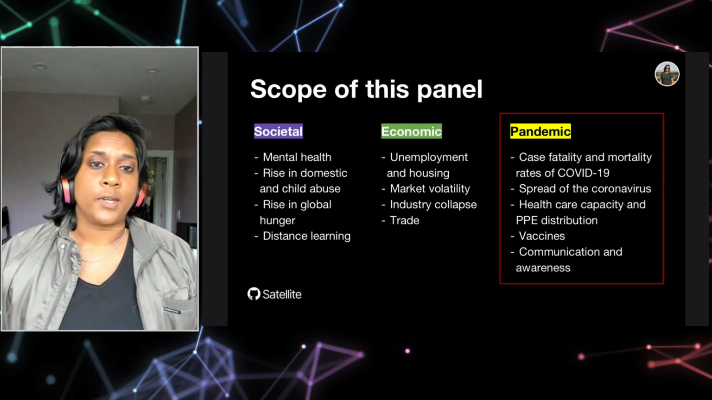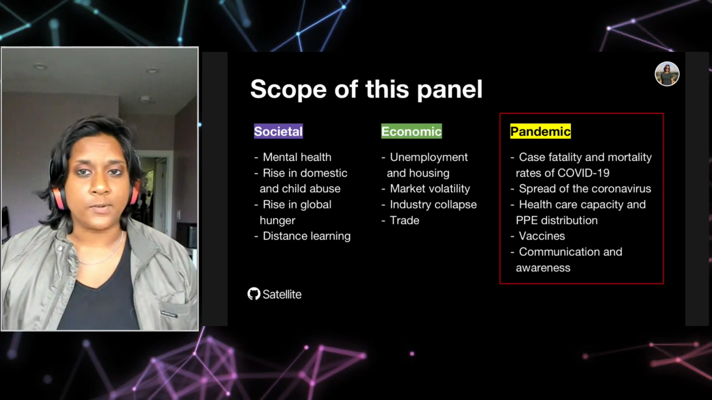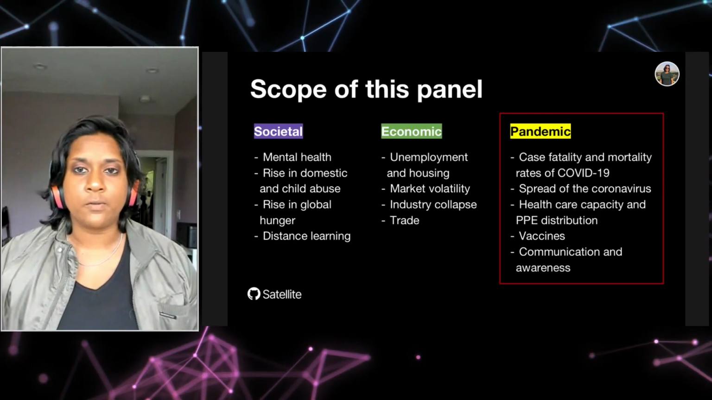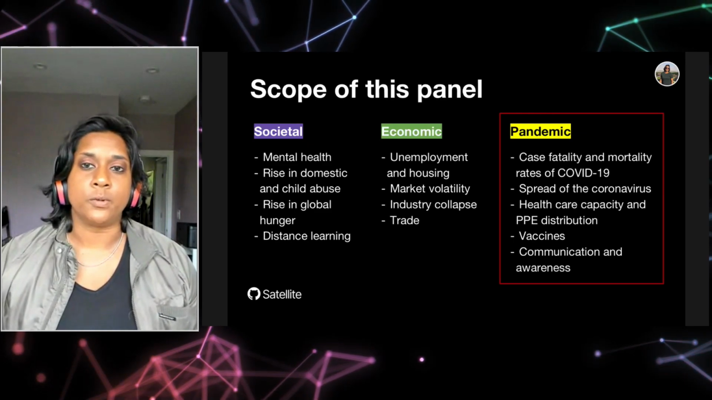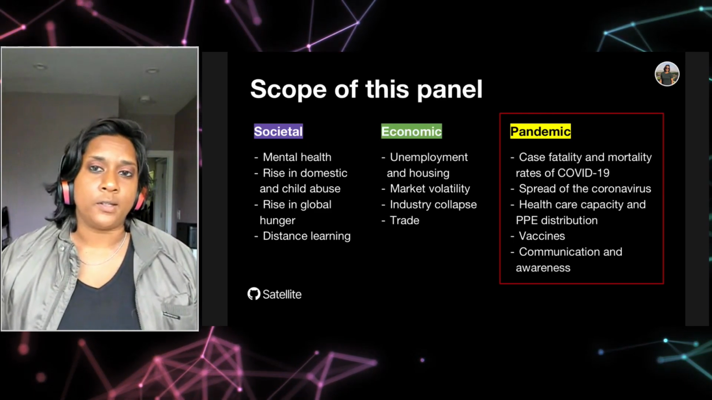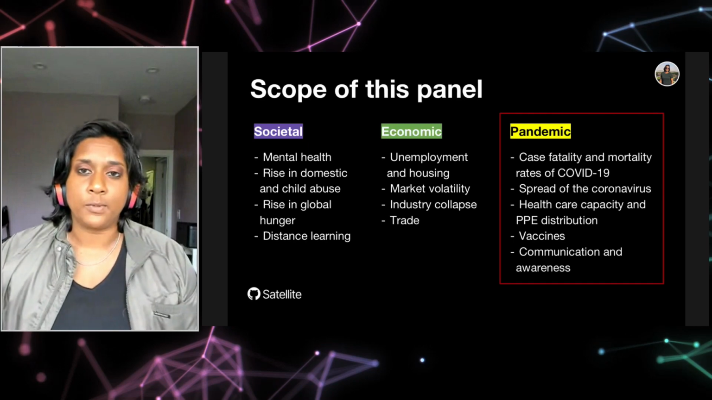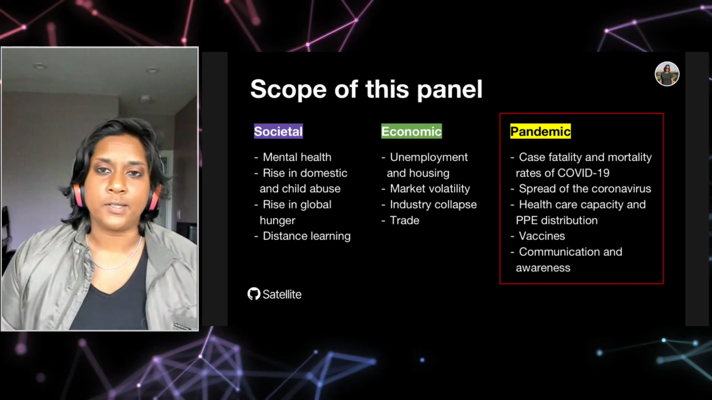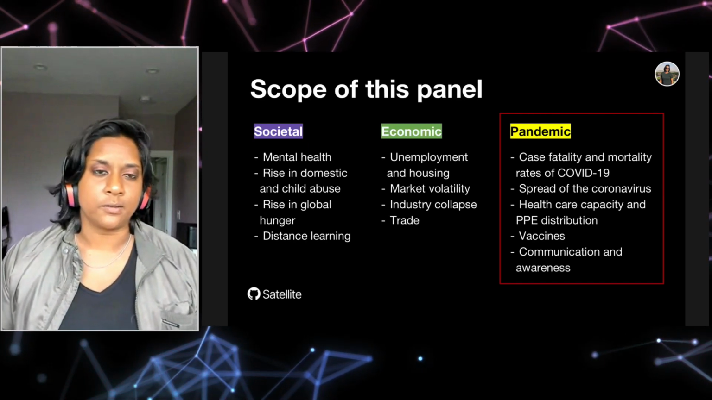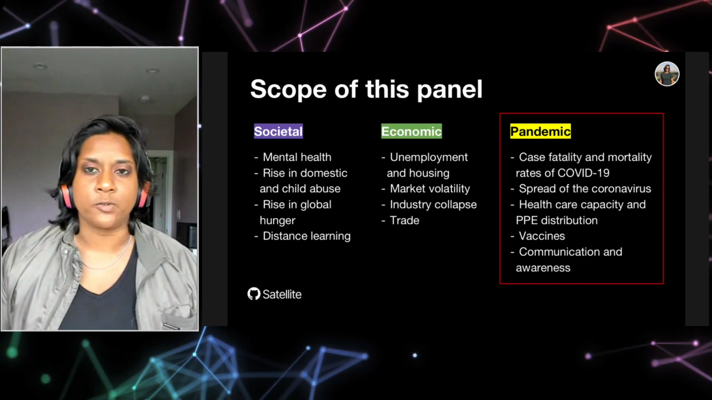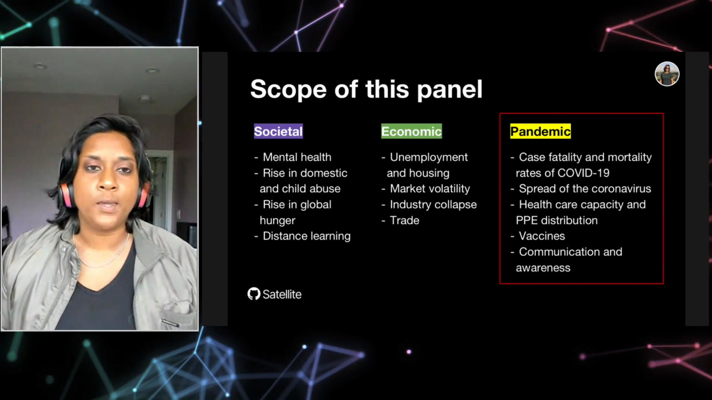Pandemic looks at both the case fatality and mortality rate, case fatality being the number of people who have died of COVID-19 versus the number of people who have been affected. And mortality is often expressed as the number of people who have died of COVID-19 as against a certain number of the population, like 100,000 people in a population.